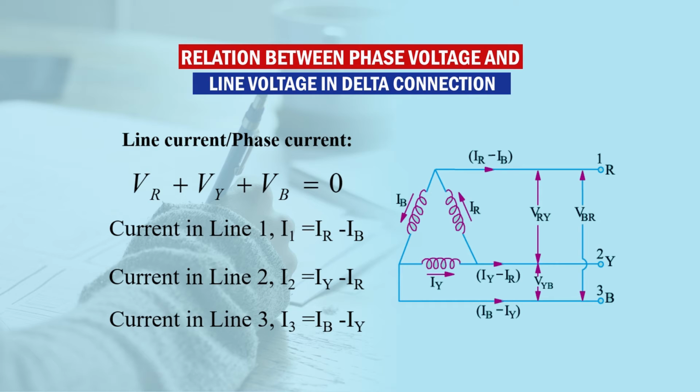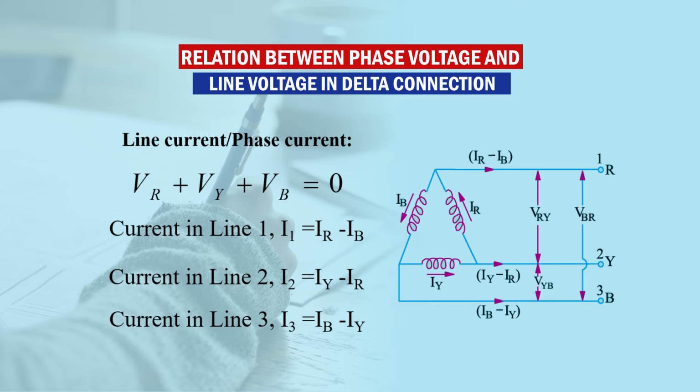Now you have to find out the line current. So unlike star connection, here the line current is not equal to the phase current. So what is the line current in case of the delta connection? If we are talking about phase R, or you can say phase 1, this current is denoted as I1. So this I1 is equal to what? It is the phasor difference of the currents of two phasors, that is R phase and B phase. So I1 can be written as IR minus IB.